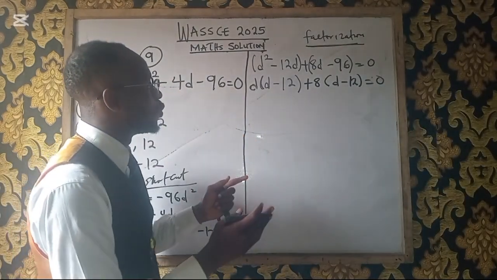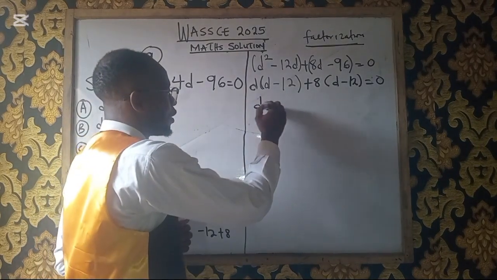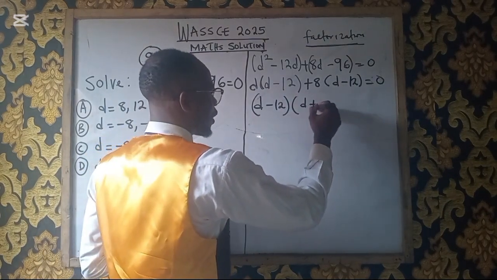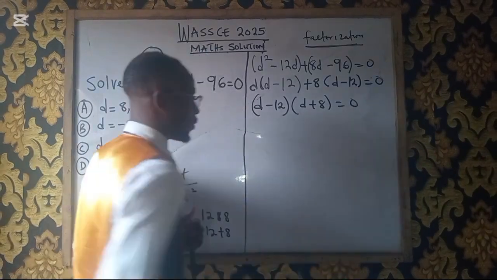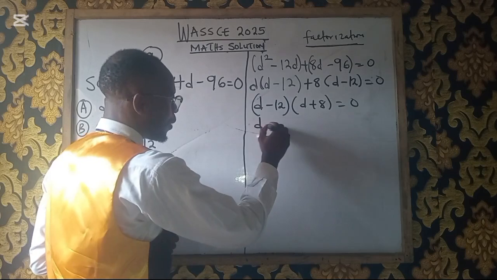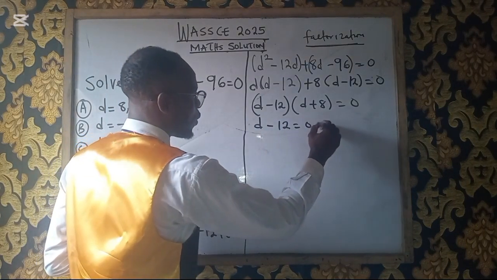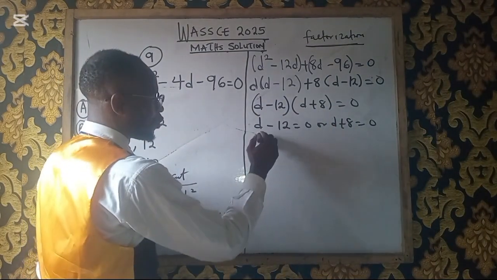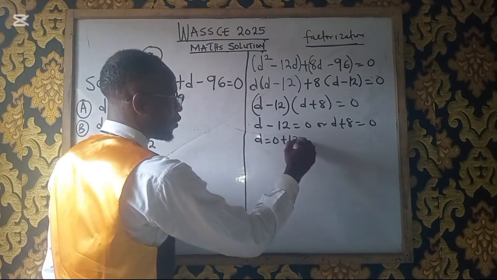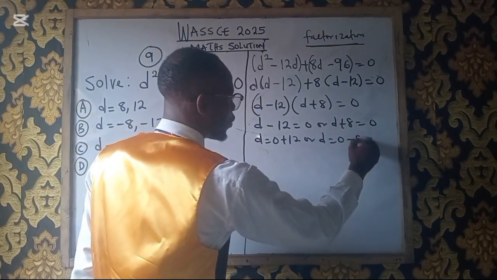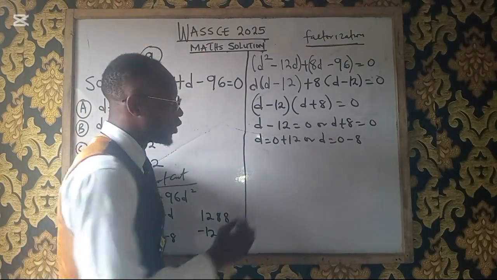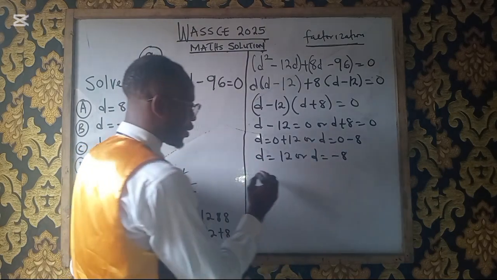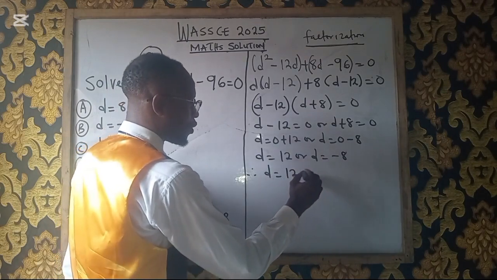So since the two brackets are the same, you bring one of them, which is d minus 12, in one bracket. Then the one outside the bracket, you also put in a bracket: d plus 8 equals 0. So d minus 12 equals 0, or d plus 8 equals 0. By the time you collect like terms, you have d equals 0 plus 12, or d equals 0 minus 8. Are you following? So this is going to give us d equals 12, or d equals minus 8, which is the same thing as d equals 12 or minus 8.